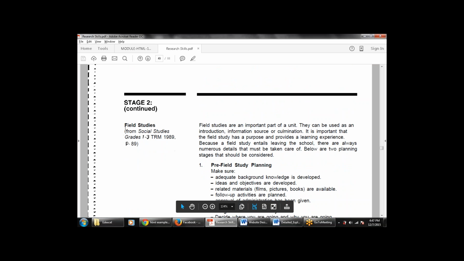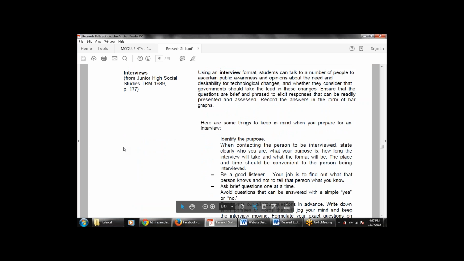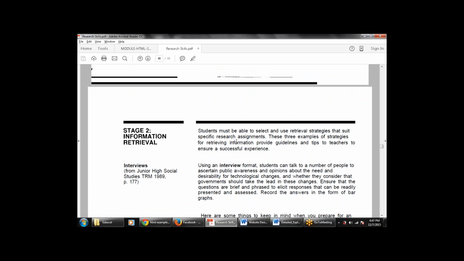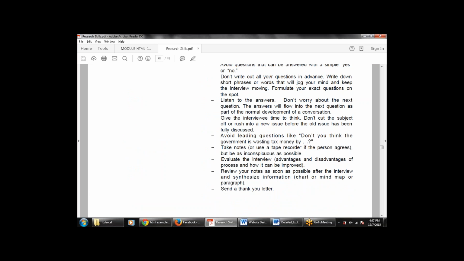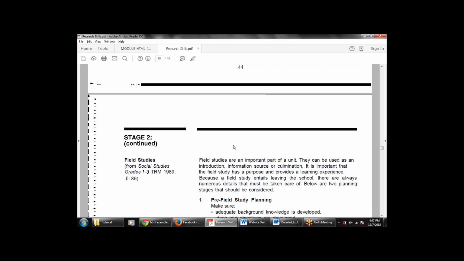Then next is the field study. First was the interview, which is also a strategy used for the retrieval of information. Field studies are an important part of the unit. They can be used as an introduction, an information source, or the culmination.